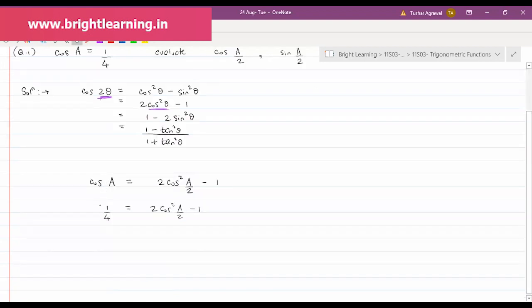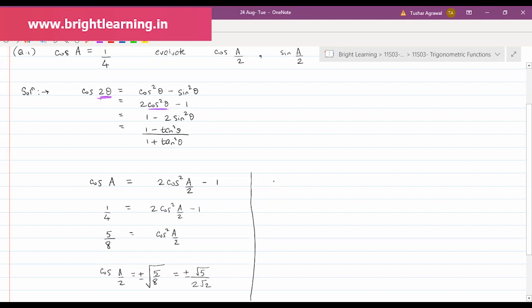Now solving this, just simple arithmetic. 1 goes this side, 1 plus 1 by 4 is 5 by 4. 5 by 4 is equal to 2 times cos square A by 2. And that 2 if I bring down, it becomes 5 by 8 is equal to cos square A by 2. So cos of A by 2 is equal to under root of 5 by 8. It may be positive, it may be negative. I don't know the range of A, the quadrant in which A lies. Nothing is given, so A by 2 can be anywhere. So 5 by 8 with a positive or negative sign: root 5 upon 2 root 2, plus or minus.